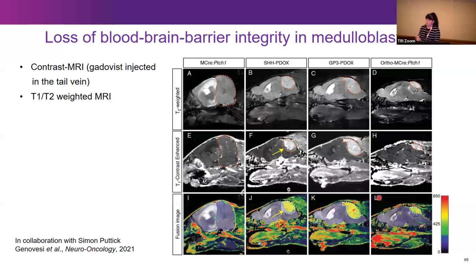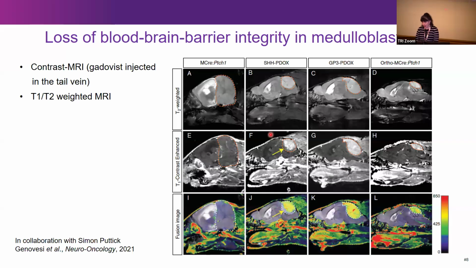Okay, so besides just basic T1, T2 weighted MRI, we also use a contrast MRI, and we use it a lot in our studies of blood-brain barrier. Because as you could see on previous images, tumors do respond, some of them, and they respond in a great way. They almost completely shrink, but they do grow back. And we wanted to also see whether the whole tumor area is being responsive or not.